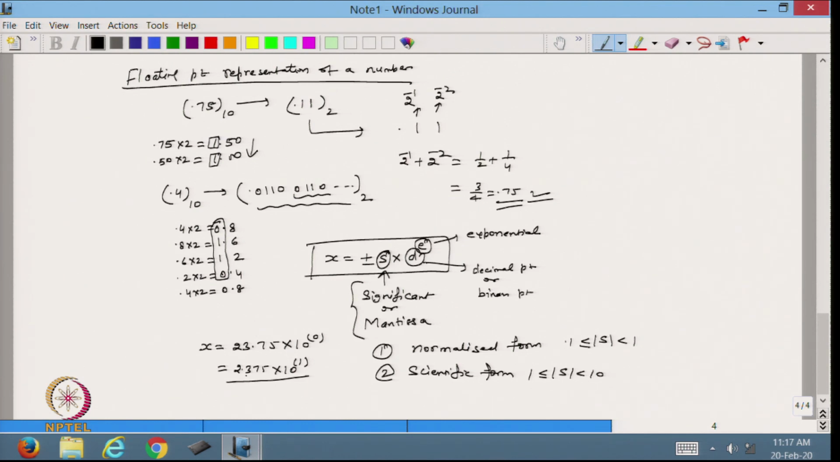So, in this case 2.375 into 10 to the power 1. If I have this one, this form is not a scientific form or the normalized form, because here the value of s is 23. So, it is not falling in any of the categories. But in this case the value of s lies between 1 and 10, it is 2.3. So, this is a scientific form.